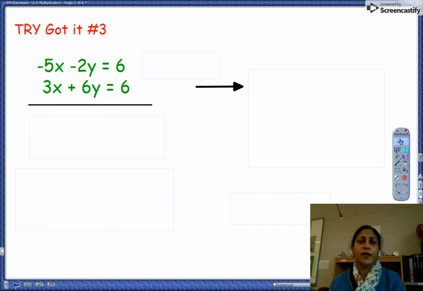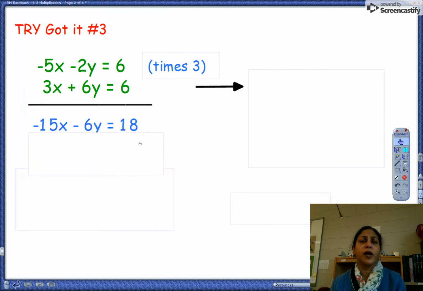I'd like you to try this. Pause the video and give it a try. Think about which one you should multiply so you can cancel easily. And I chose to multiply the first equation by 3. So my first equation, everything gets multiplied by 3. My second equation remains the same.